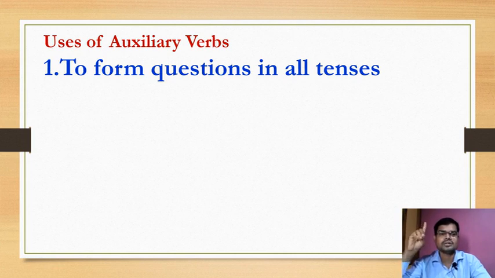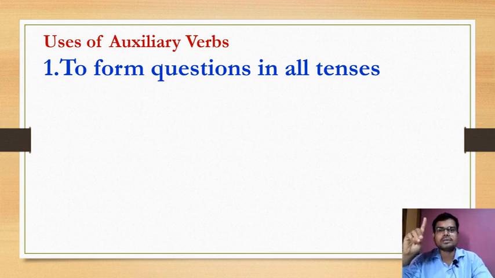The first use of auxiliary verbs. Where do we use all these auxiliary verbs? We have already seen the examples. In the present, they are am, is, are, and in the past, was and were. We use have, has, and for framing questions, or for making questions, we use do, does.